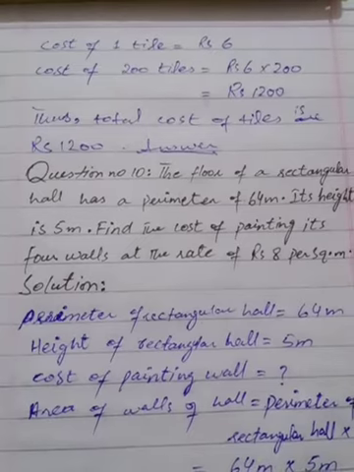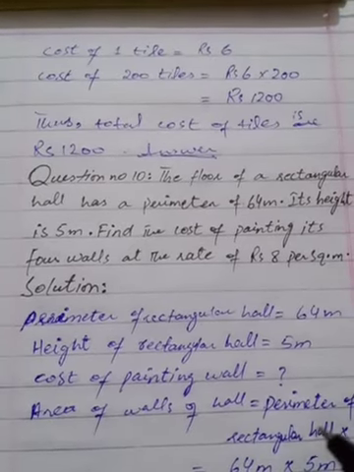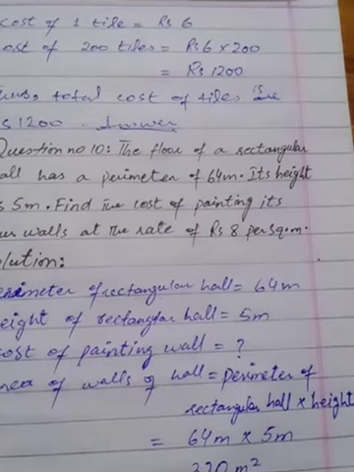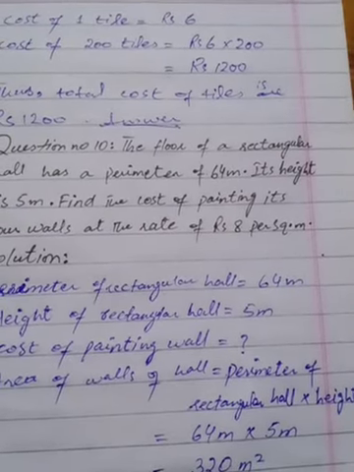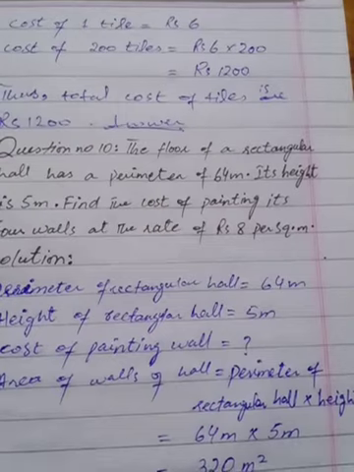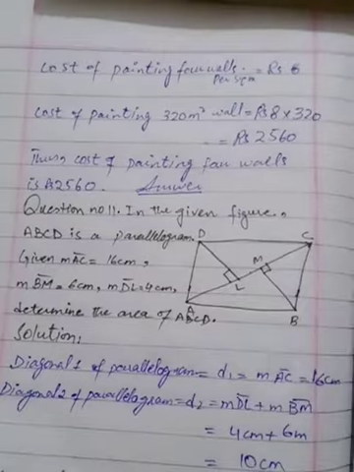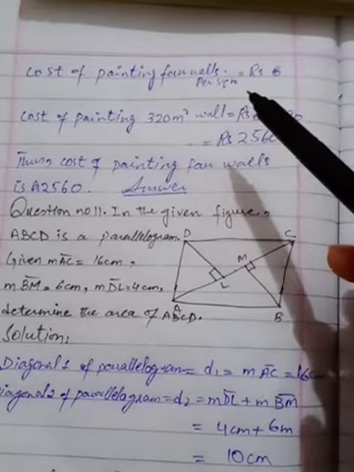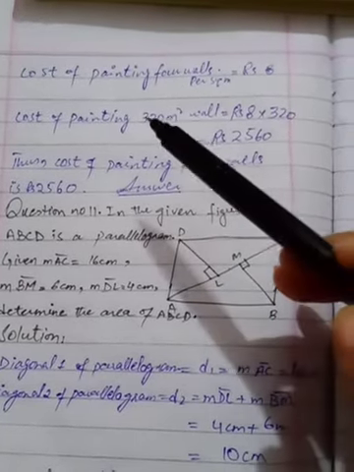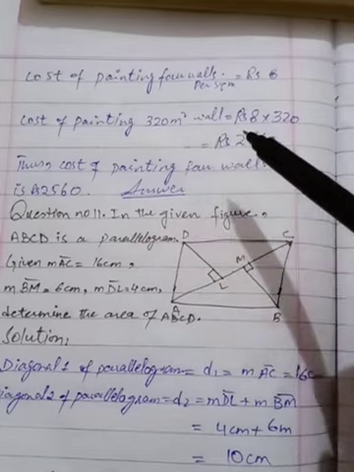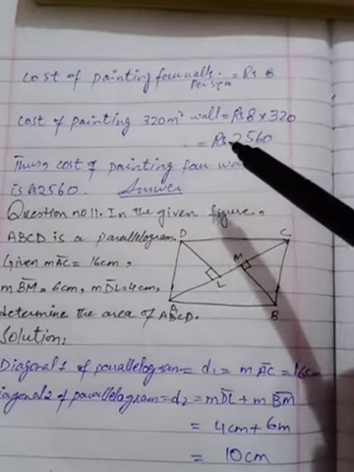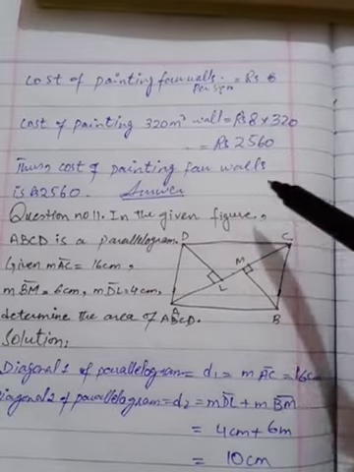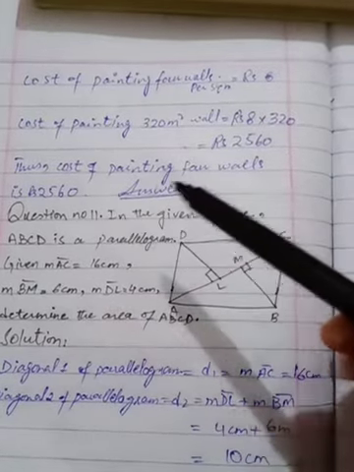First of all you have to find the area of walls of the hall. Perimeter of rectangular hall multiply height, 64 meter multiply 5 meter, is equal to 320 meter square. So cost of painting 4 walls per square meter is equal to rupees 8. So cost of painting 320 meter square wall is equal to rupees 8 multiply 320, which is equal to rupees 2560. Thus cost of painting 4 walls is 2560, which is our answer.